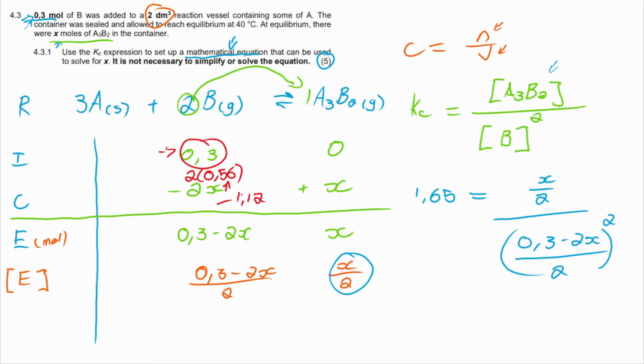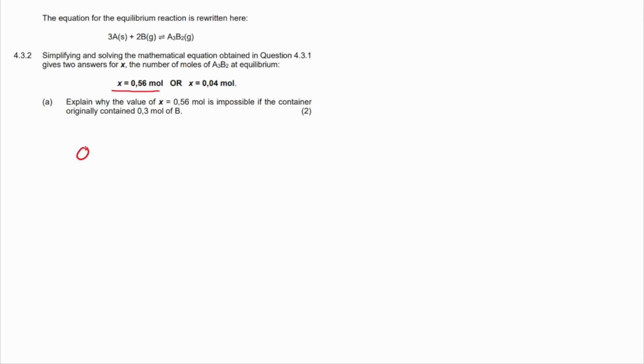Okay, so there's our explanation, right? You can literally just say that if you take 0.3 minus 2 times 0.56, you actually get an answer that's less than 0. So that's literally your explanation over there. Or you could, there's a few different things. Let me actually just copy over what the memo says.